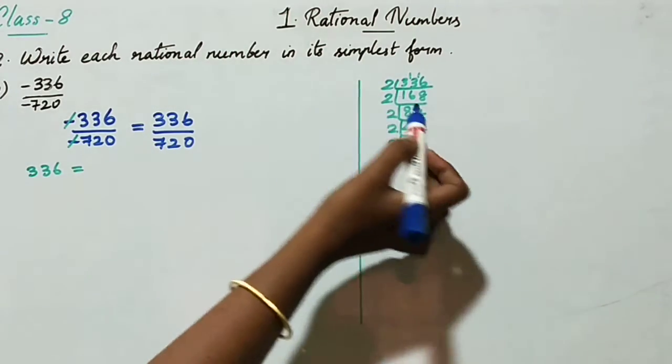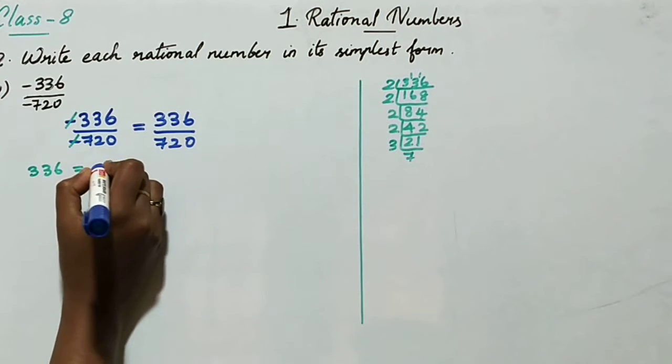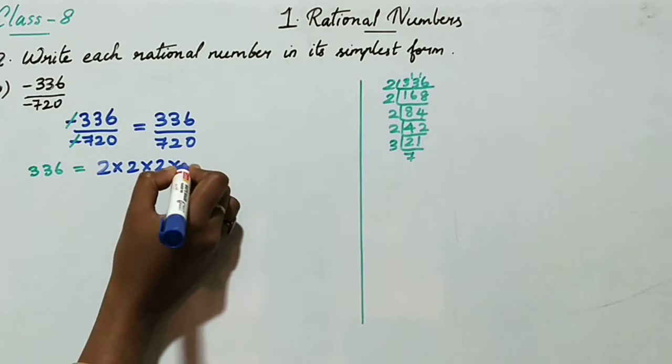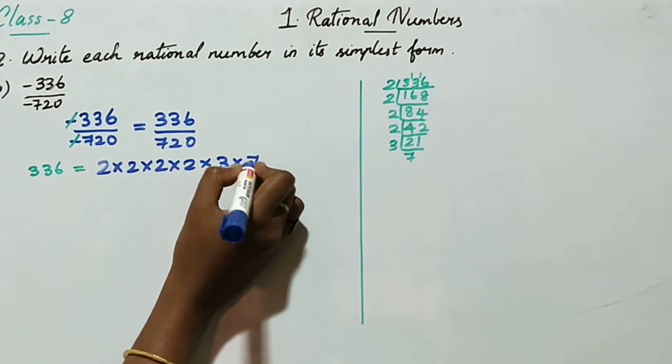So what is the prime factor? 2 into 2 into 2 into 2. I have four 2s over there, right? So 2 into 2 into 2 into 2 into 3 into 7. Okay. 3 into 7.